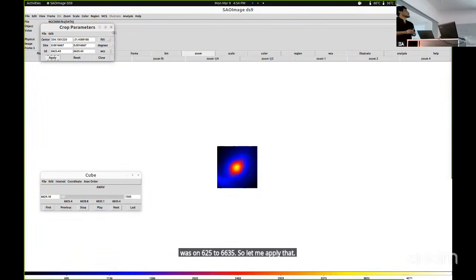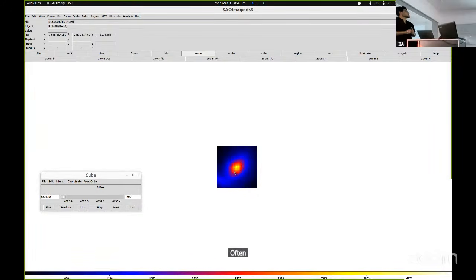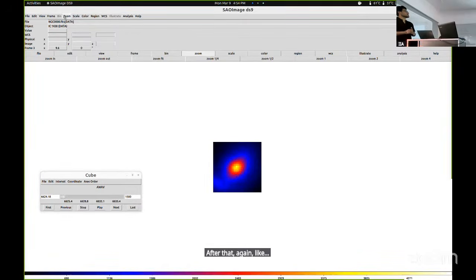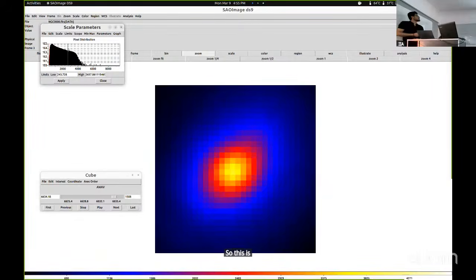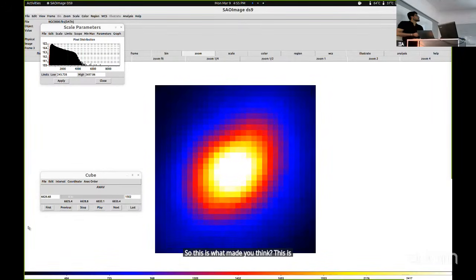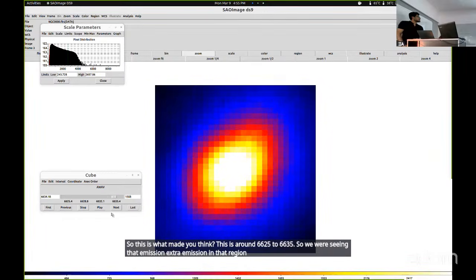After that, we can play to see if there is any connection, if there is any difference in the emission. So this is over what wavelength range? This is around 6625 to 6635. We were seeing that extra emission in that region, so we will try to see if we find something in that.